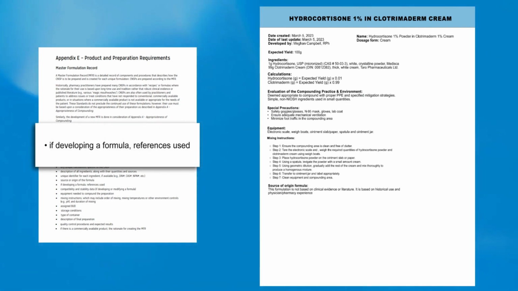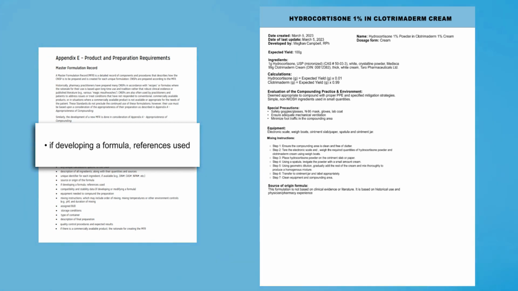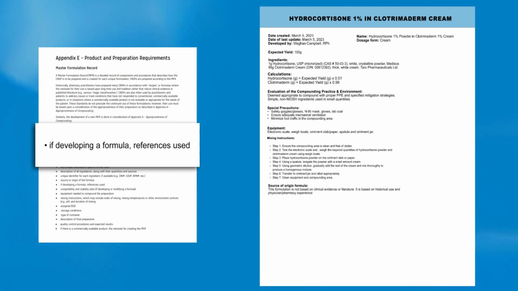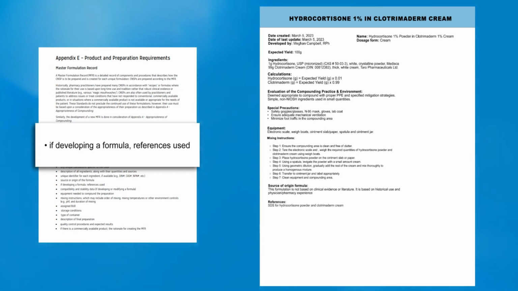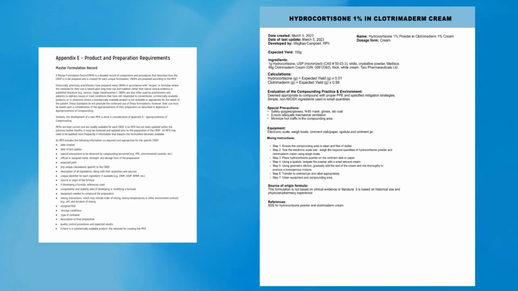Sometimes you won't be able to find an original formula, and that's okay. I doubt anyone could find a reference or original formula for hydrocortisone 1% in clotrimazole cream, but that doesn't mean we have to stop making it. We prepare many compounds with recipes or formulas where the rationale for use is based on long-term use and tradition rather than robust clinical evidence or published literature. So this just needs to be documented in your MFR.